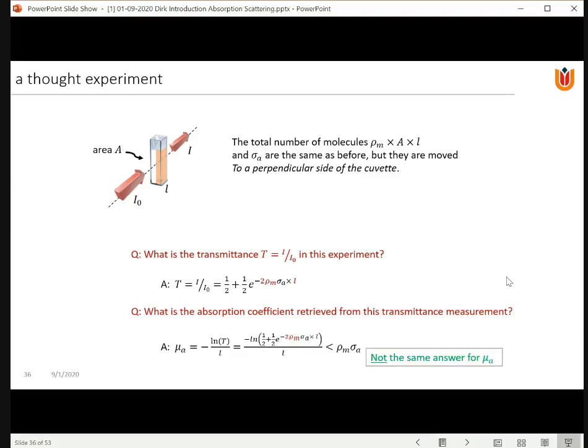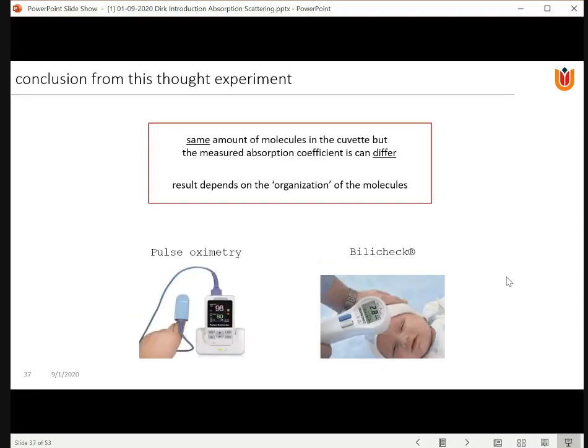So not the same answer for mu A. The conclusion that we can now draw is that we have the same amount of molecules in this cuvette, but the measured absorption coefficient can still differ. It depends on what I like to call the organization of the molecules, or the organization of the sample. It depends on whether I homogeneously distribute the molecules, or whether I put them to one side or to another side. How the molecules are organized determines this outcome.